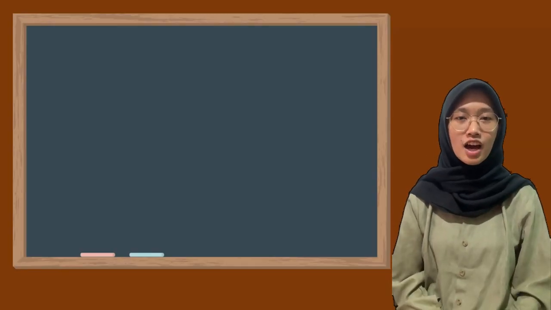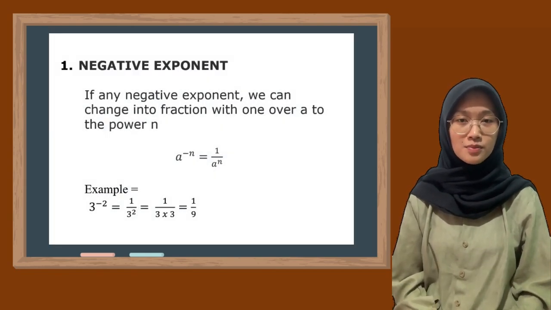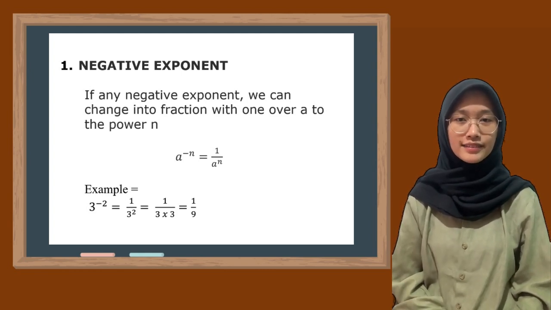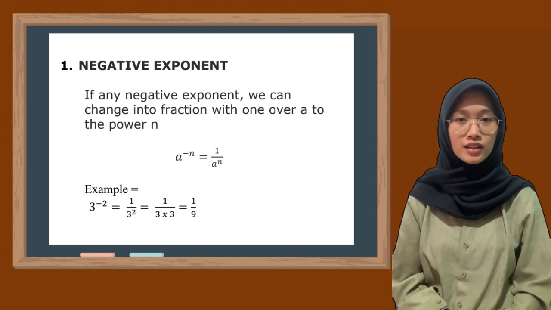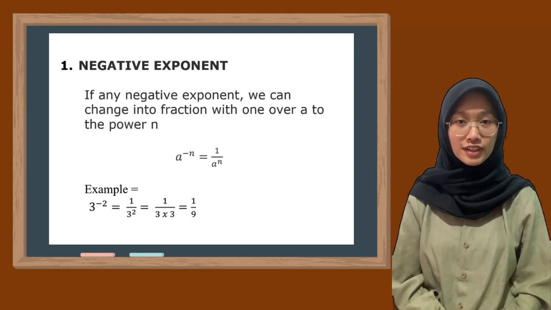Okay, and then I will start with negative exponent. If any negative exponent, we can change into 1 over a to the power n. The formula: a to the power of minus n equals 1 over a to the power n. The example, 3 to the power of minus 2 equals 1 over 3 squared equals 1 over 3 times 3 equals 1 over 9.